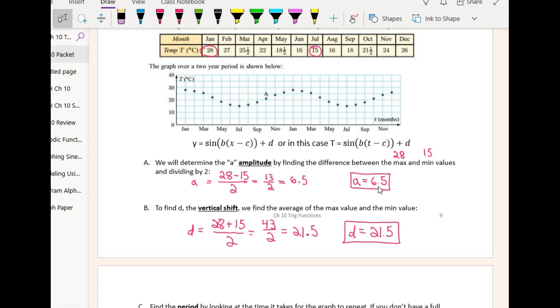Okay, let's put that on our graph so we have an idea. We're going to have a midline around 21 and a half.